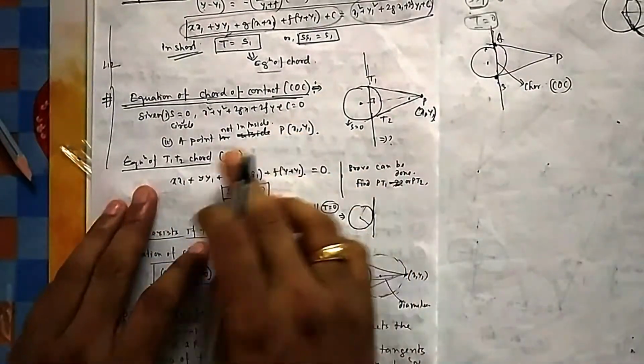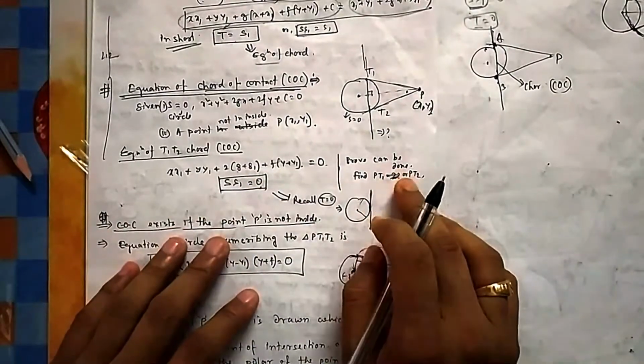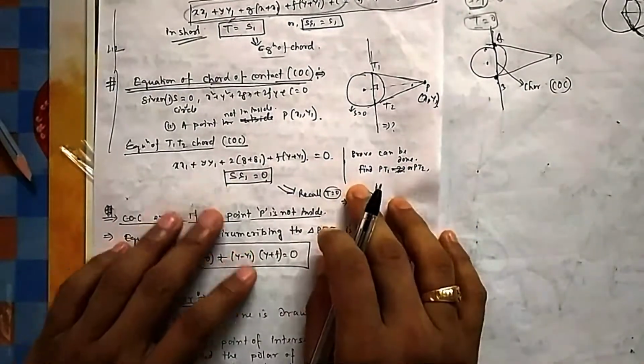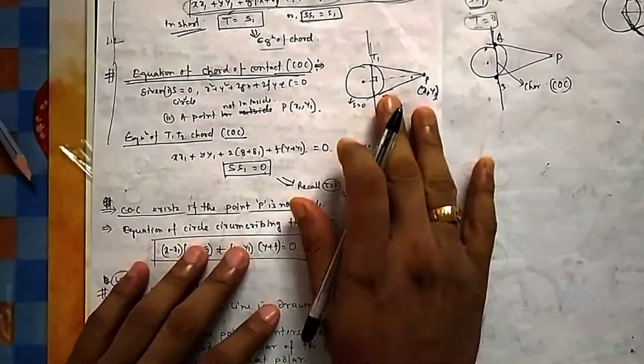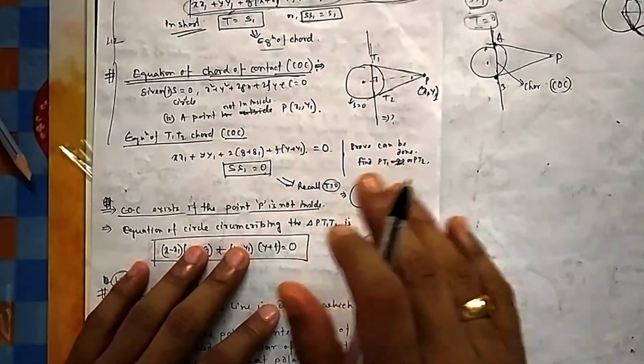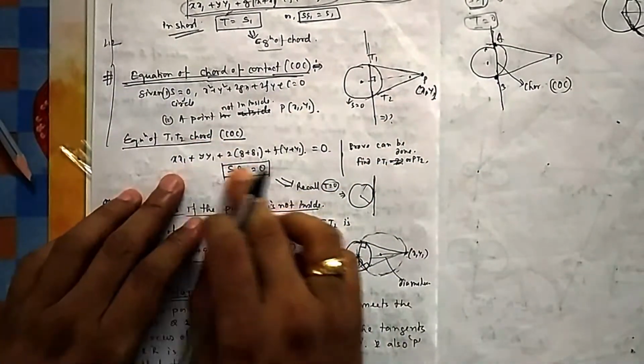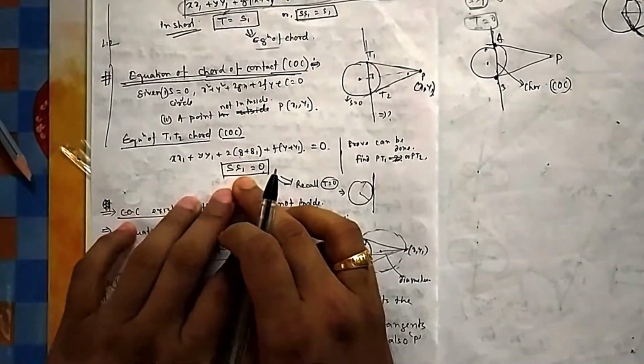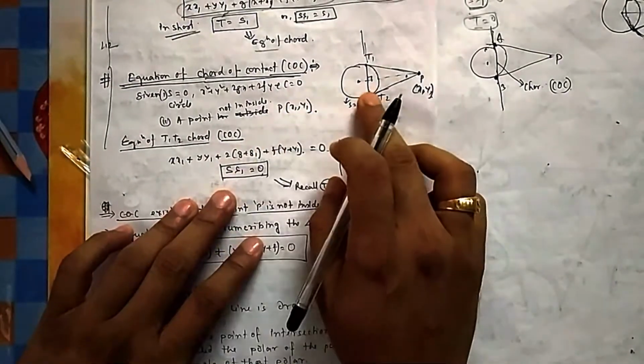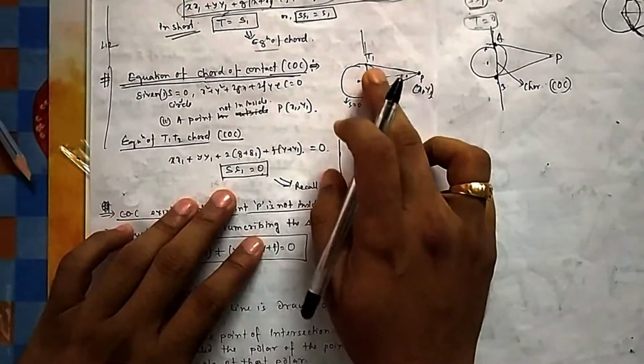So what is the equation of this one? Here I am not proving it because it will take some time and it is not important also, but I will give you an idea of how to prove it. So remember this one: the equation of COC is T equal to 0, that is SS1 equal to 0. The point P cannot be inside; it can be anywhere outside.